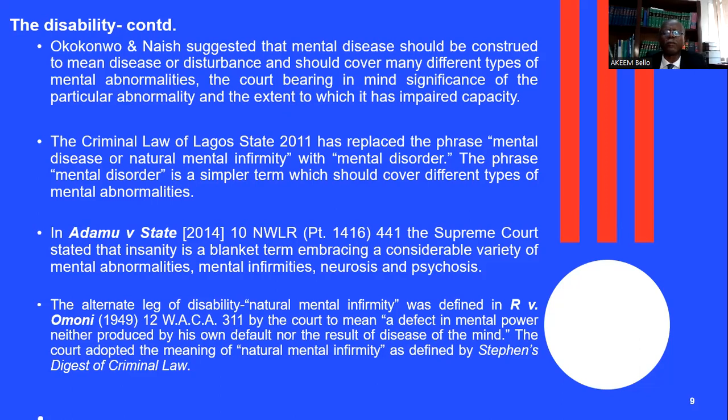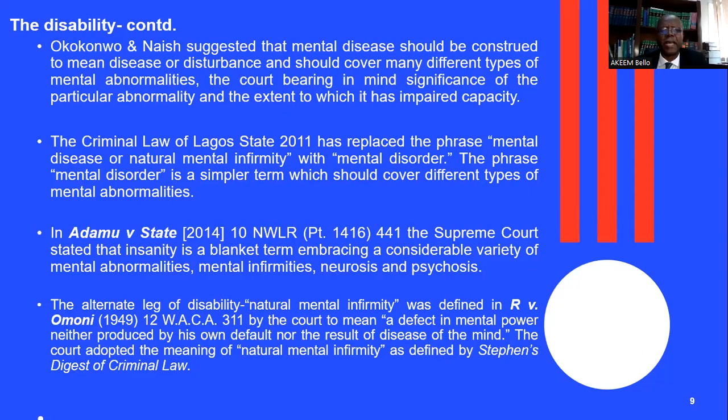Depression is one, schizophrenia is one, psychosis is one, and there are different medical terminologies that have been used to describe different types of mental abnormalities. But what is important is not really how those mental abnormalities are described, but whether those mental abnormalities have produced a loss of capacity in the offender to come within the definition of loss of capacities under the provisions of the criminal code or under the provisions of the penal code.